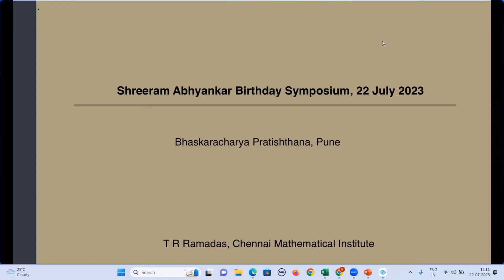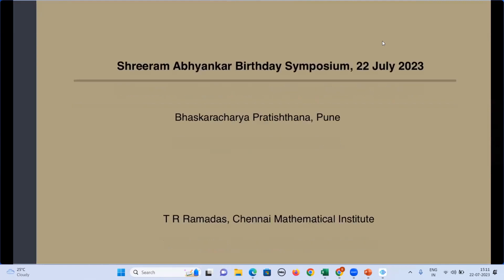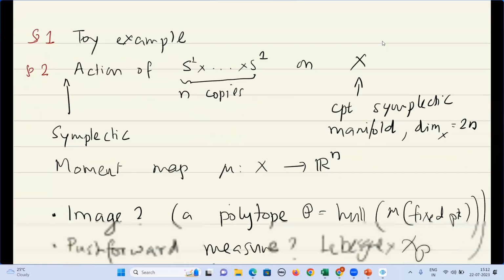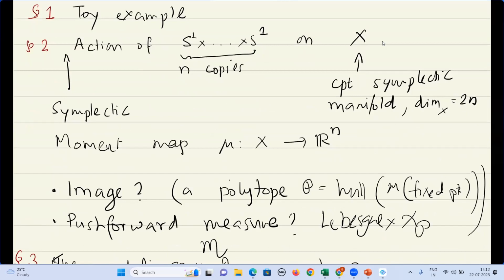So let me start. Unfortunately, my screen is not loading. Okay, now you see it. I will start with a toy example, and then I will talk about the generalities which will concern the action of n copies of the circle group on a compact symplectic manifold of dimension twice n. So n is some integer, and I have a compact symplectic manifold. I don't think it's necessary to know just what symplectic manifold means. Just treat it as a black box.